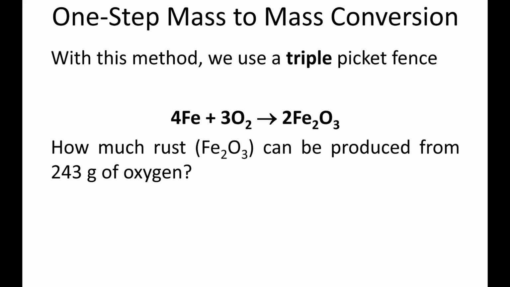Okay, this one is the one-step mass-to-mass conversion. With this method, we use a triple picket fence. Now, I already know that I'm going to be needing the molar mass of both substances and the mole ratio. So I'm going to go ahead and do that first thing before I start.